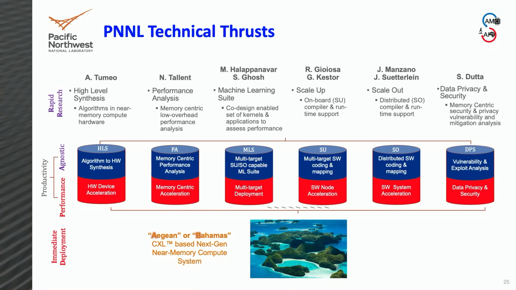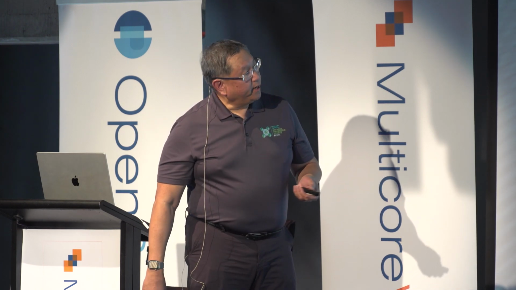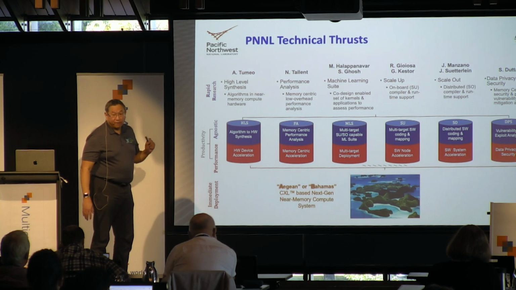This is just a quick snapshot of the different thrusts that we have in this project: high-level synthesis, performance analysis, machine learning, and scale-up. We're all part of the Data Model Convergence Initiative. Some of the new activities are the scale-out activity for larger scale runtimes. And then a new thrust, Duncan here, on data privacy and security.